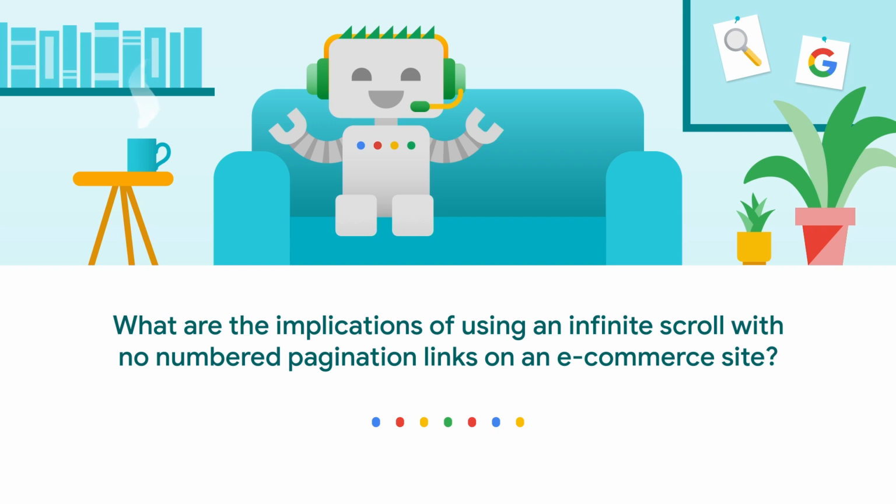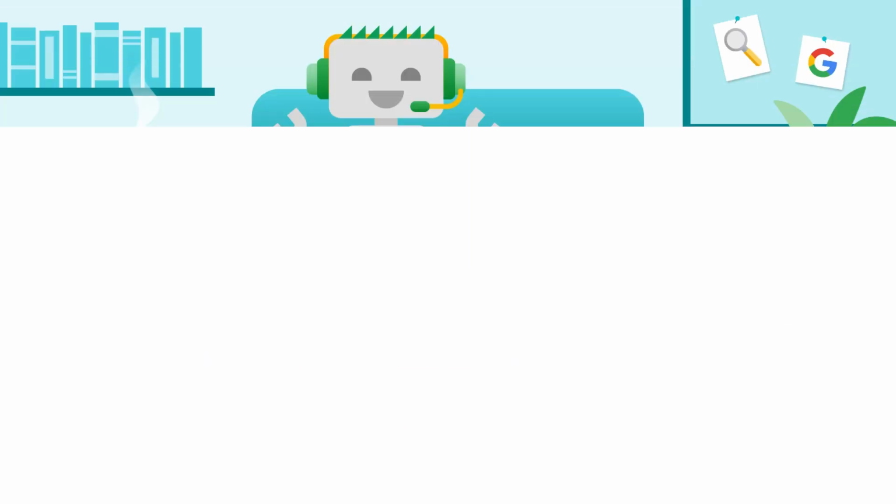Pagination allows search engines to explicitly access specific pages, making it easier to index as much as possible. For e-commerce sites, we have more about this in our Search Developers documentation.